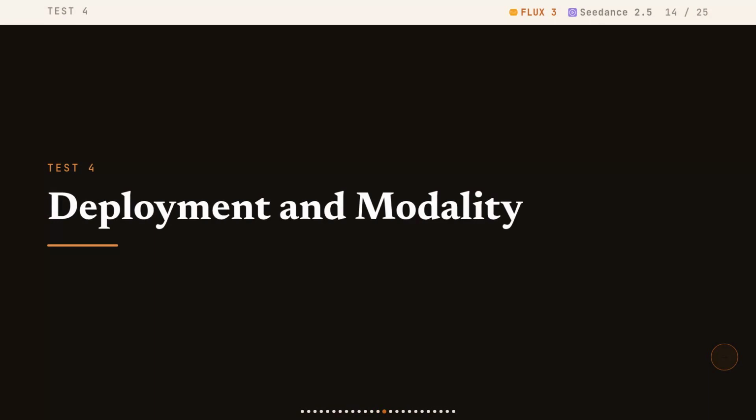Test 4 is deployment and modality, and the scenario that makes this hurt is this. You build a video pipeline, ship it, and then 6 months later, you need to add audio generation, or run the model on-prem because your client has data compliance requirements. If your model doesn't support it and has no open weights, you're rebuilding from scratch.